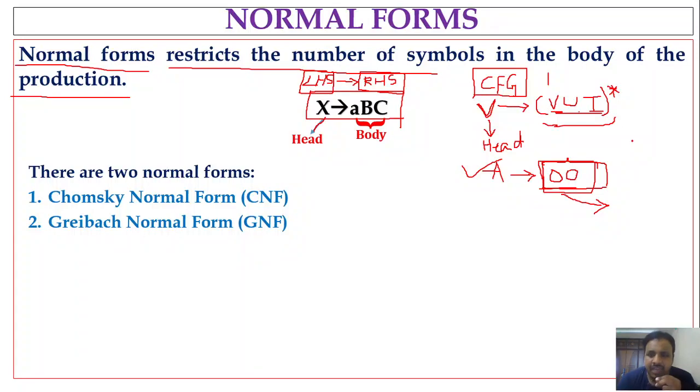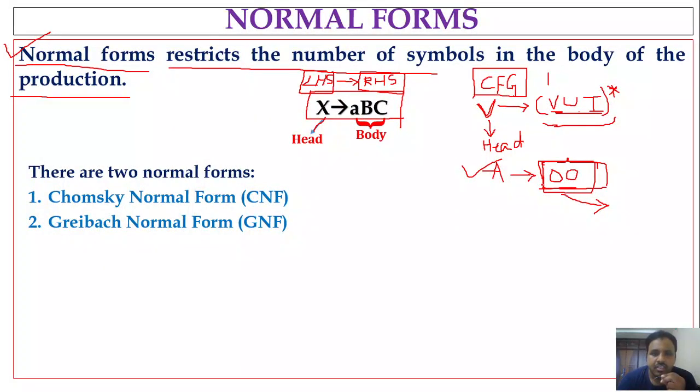So how do we minimize that processing time? The answer is normal form. By using this normal form, we can restrict the number of symbols in the body of the production. So what happens if we restrict the number of symbols in the body of the production? All the rules follow some predefined structure, and moreover the terminal symbols and the variables are restricted in the body of the production, so the grammar processing time can be minimized.